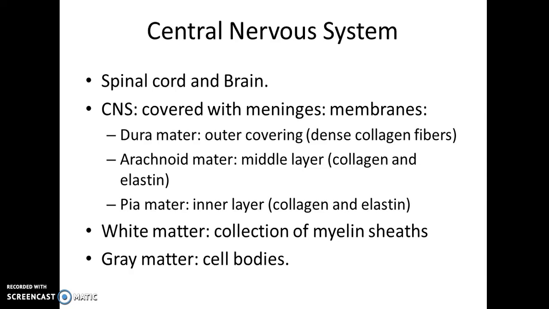So there are three layers. We have the dura mater, which is the outer covering, which is a lot of collagen. The arachnoid matter, it's called that because it looks like a spider web. That's the middle layer, made of collagen and elastin. And the pia mater, which is the innermost layer, that's closest to your nerves and your brain, that's collagen and elastin. Now, the white matter is a collection of myelin sheaths, and the gray matter are the cell bodies.